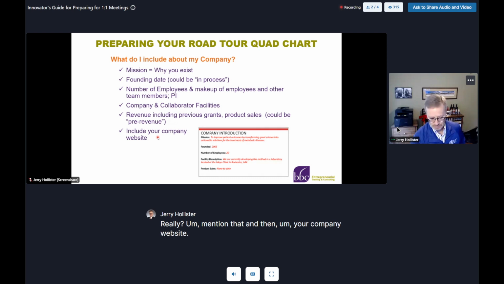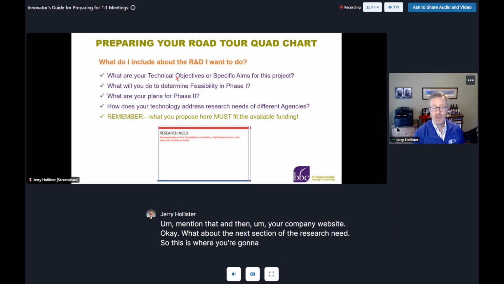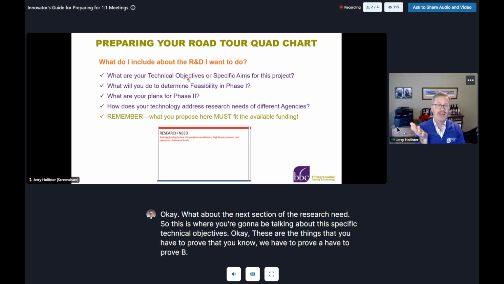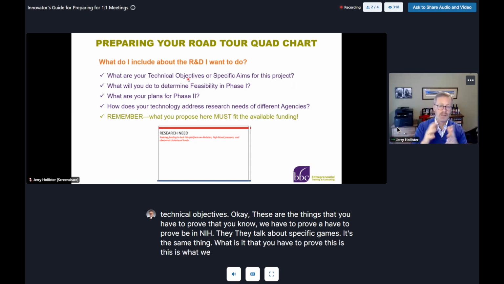Okay. What about the next section, the research need? So this is where you're going to be talking about the specific technical objectives. Okay, these are the things that you have to prove. We have to prove A, we have to prove B. In NIH, they talk about specific aims. It's the same thing. It's what is it that you have to prove? This is what we aim to prove. We need to show whatever it is that you need to prove.